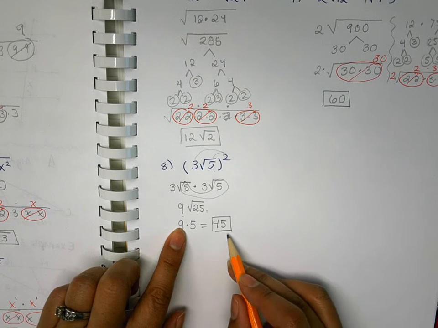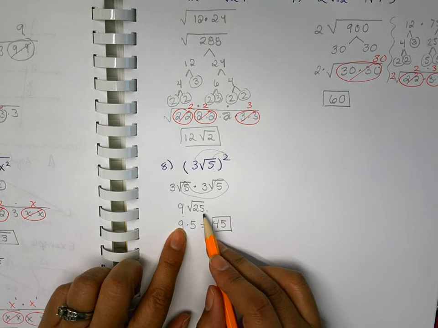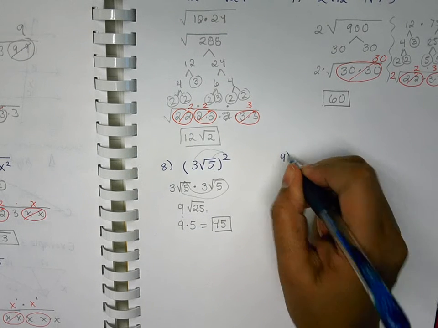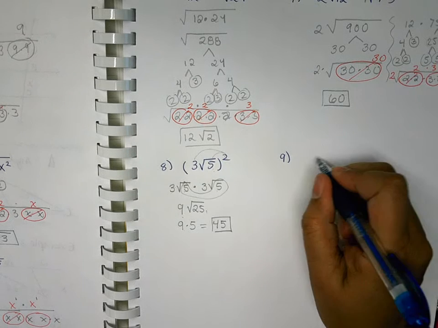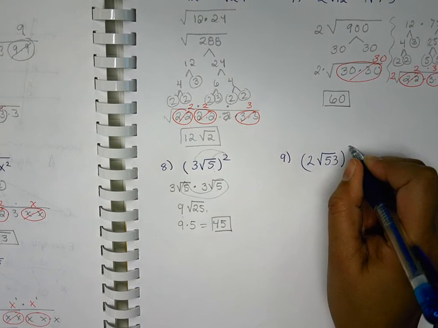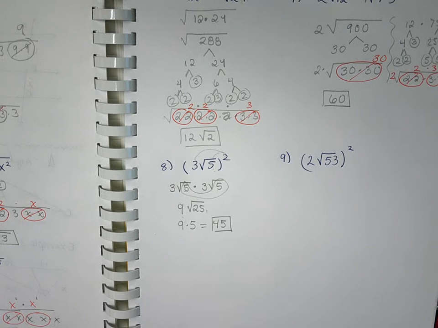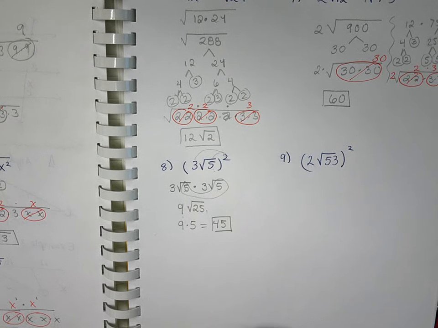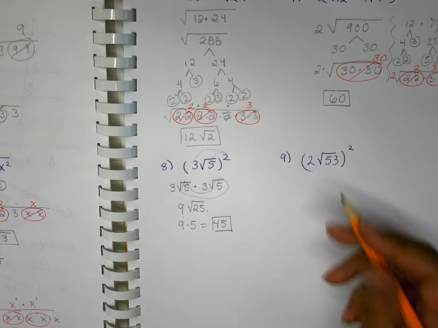Now, right now you're thinking, well, that's not a hard step. It's not, but when the numbers get bigger, it's a nice tool to have. Let me show you what I mean. 2 root 53 quantity squared. Okay, let's assume you're doing this without a calculator, so don't touch your calculators on this one. All right, I'm going to do it the same way I did the last one. I'm going to write it twice.